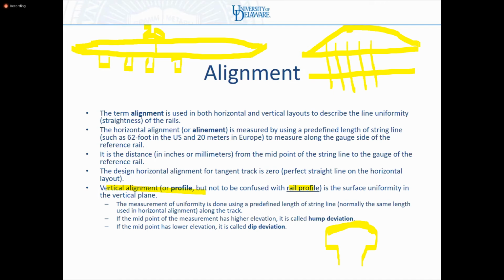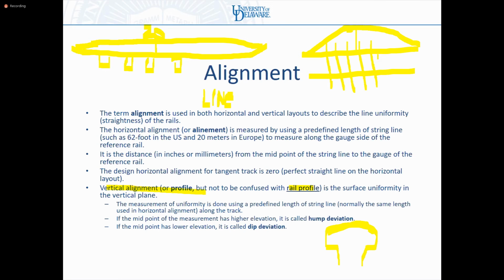But when you look at your data from your track recording car, it'll say left profile, right profile, left alignment, right alignment. So the horizontal alignment, which in some parts of the world is called line, and I should mention vertical alignment, or profile, is also sometimes referred to as surface. So if you ever hear the term line and surface, line refers to horizontal alignment, surface refers to profile or vertical alignment.